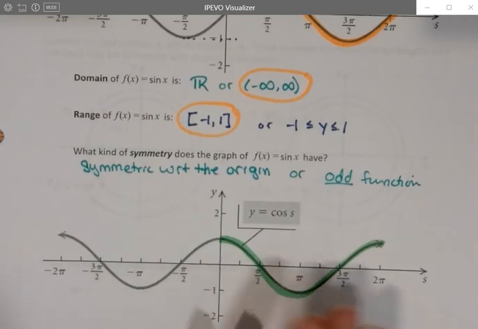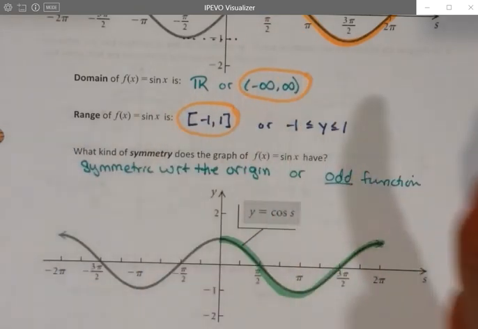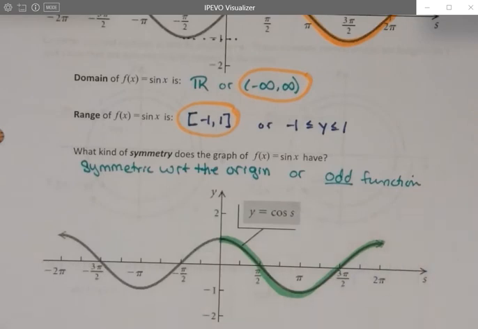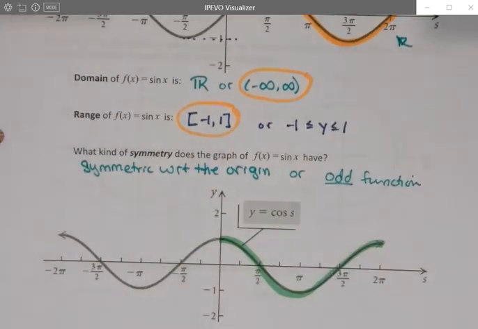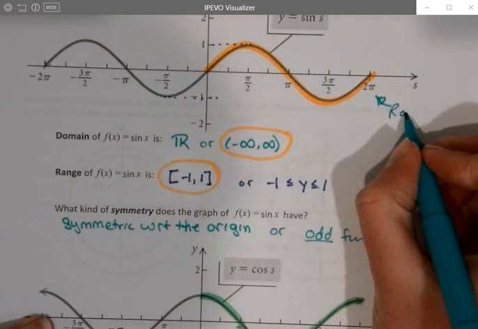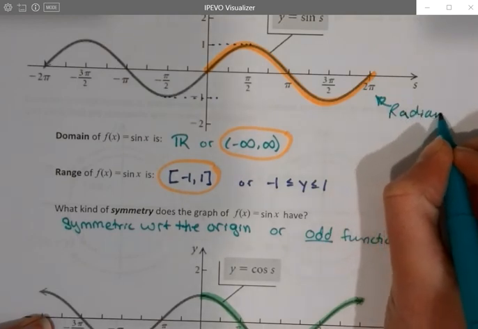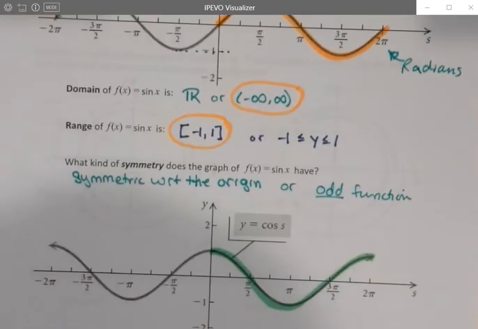I also want to mention here, since I just mentioned degrees, we never graph these periodic functions in degrees because the axes would be stretched to 360, which is a ridiculous amount of x values to have to do. We always graph these in radians, so make sure that you're in radians. Those need to be in radians on the x-axis. All right, and so I was talking about the cosine function.